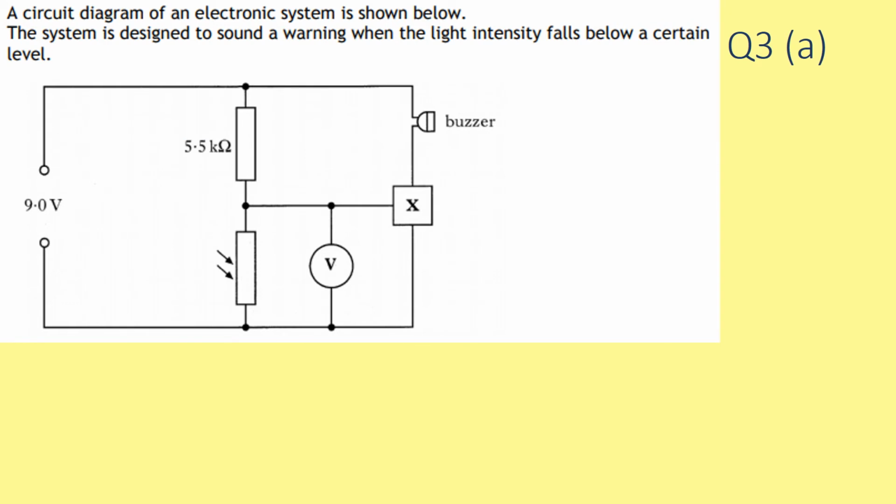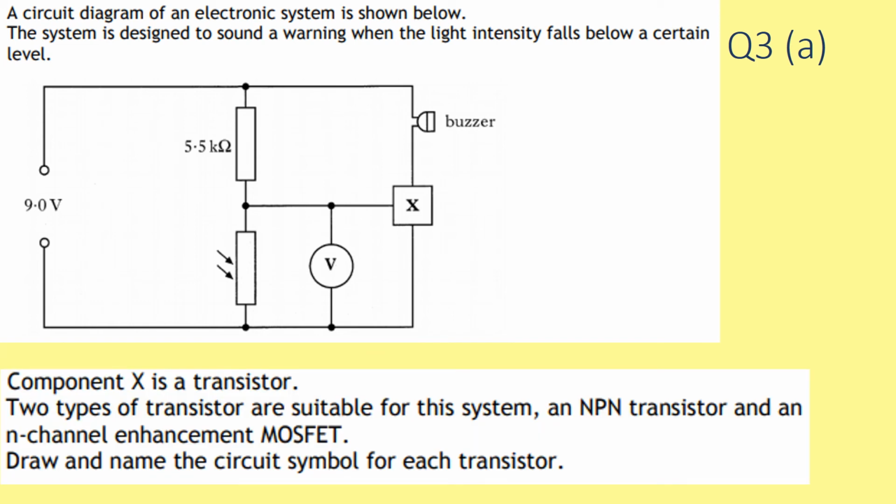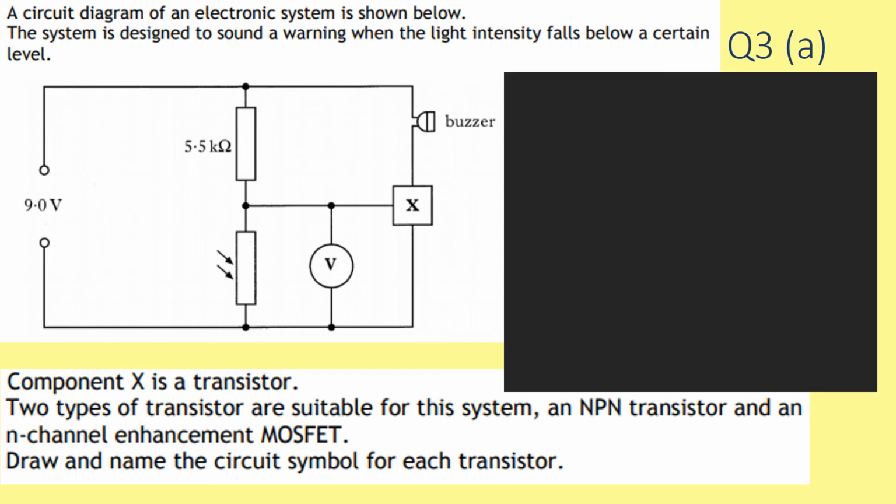Question 3a. A circuit diagram of an electronic system is shown below. The system is designed to sound a warning light when the light intensity falls below a certain level. Component X is a transistor. 2 types of transistors are suitable for the system: an NPN transistor or an N-channel enhancement MOSFET. Draw and name the circuit symbols for each.